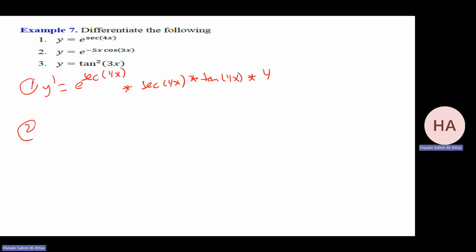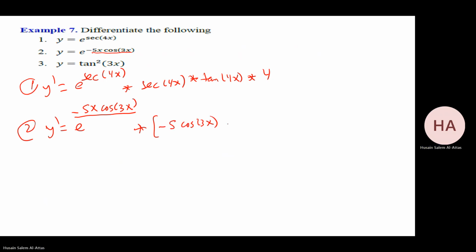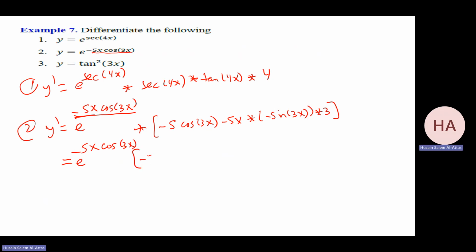Number two, now I have the product rule. So y prime will be e to this, then to find the derivative of this, this is the product rule. So times what? Derivative of the first, minus 5, times the second, plus the first, minus 5x, times the derivative of the second, which is minus sine 3x times 3. So the answer is e to the minus 5x, cosine 3x times minus 5 cosine 3x. Here we have what? Plus 15x sine 3x.